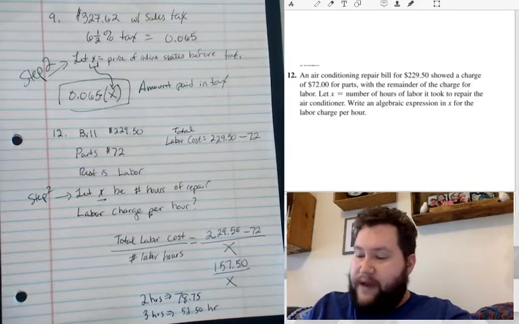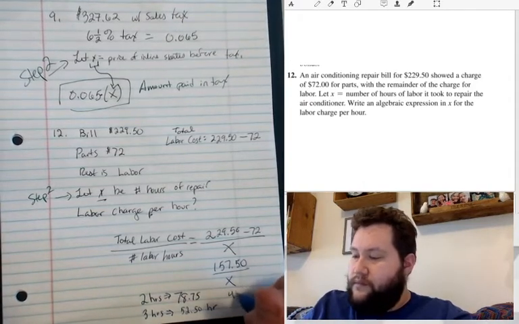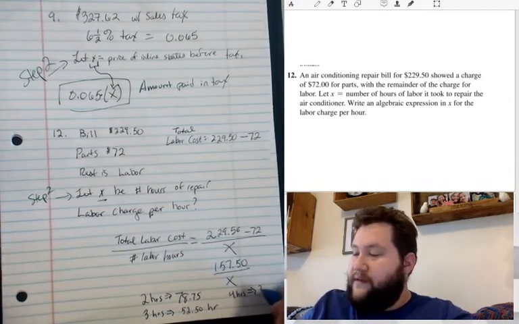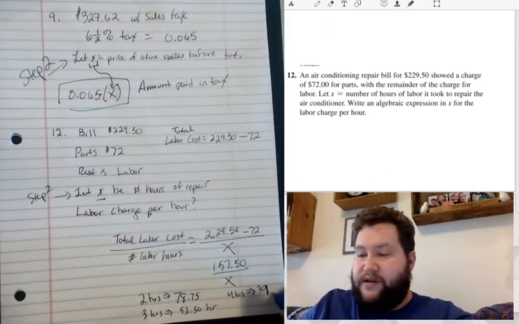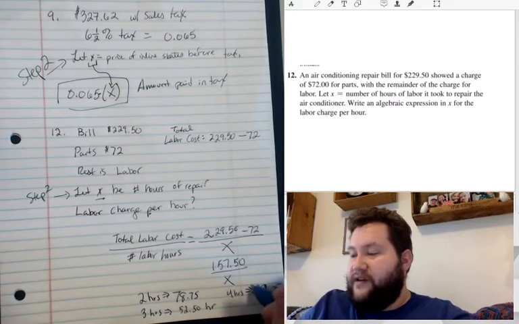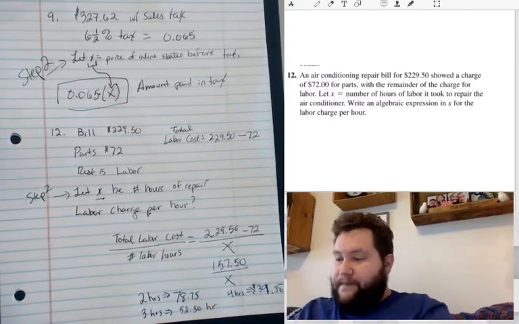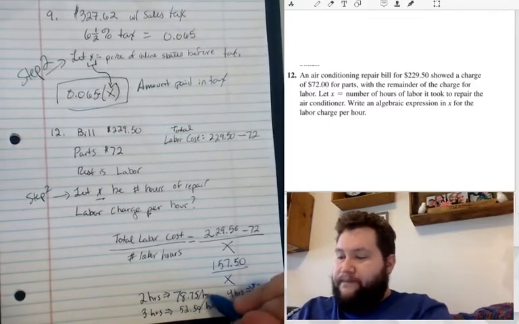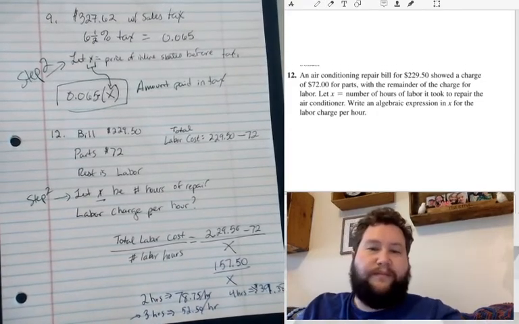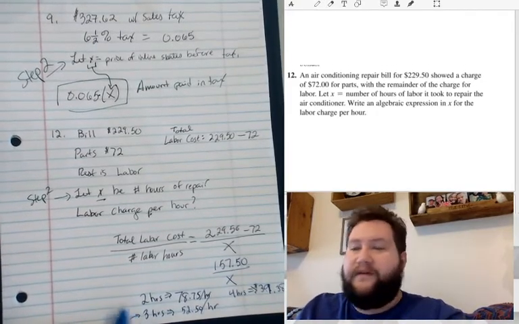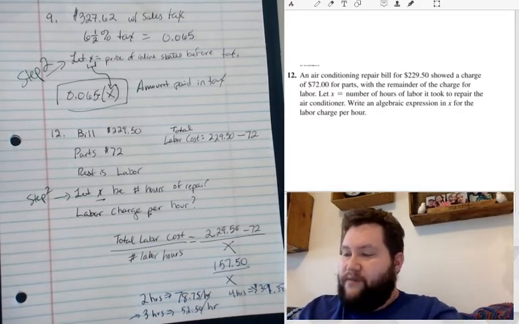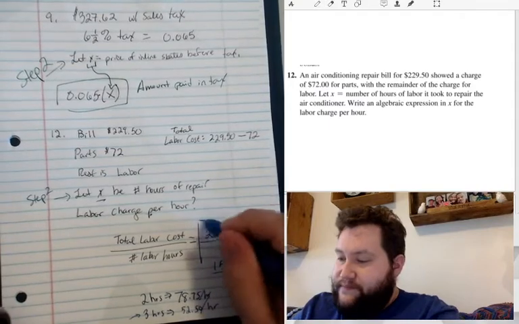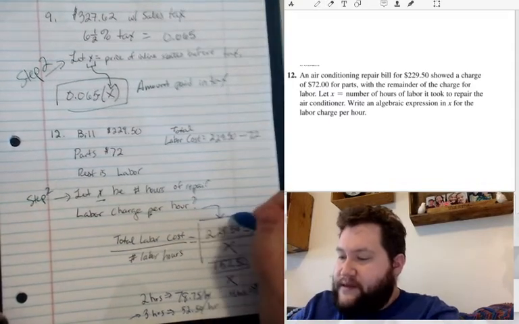If instead of 3 hours, that was really 4 hours of labor, it means it was only 39 and some weird fraction, $39.38 per hour. And so that one's probably most believable, but again, all it asked was write an algebraic expression in x for the labor charge per hour, which means that this is your answer.